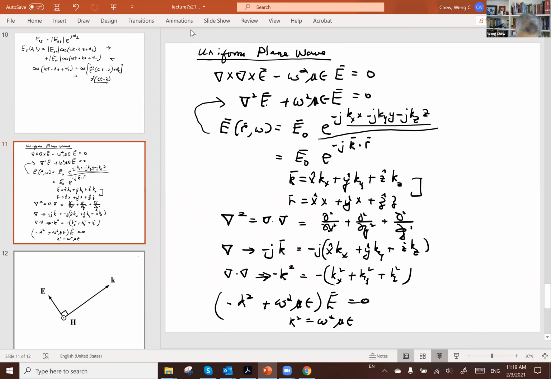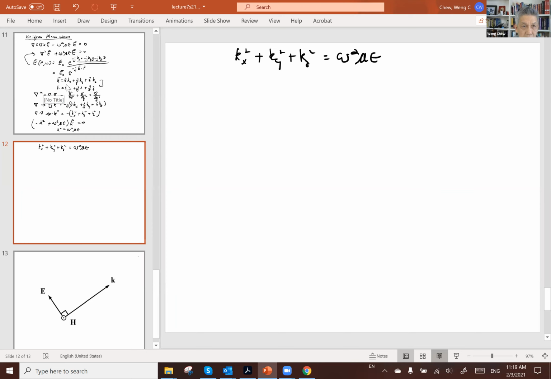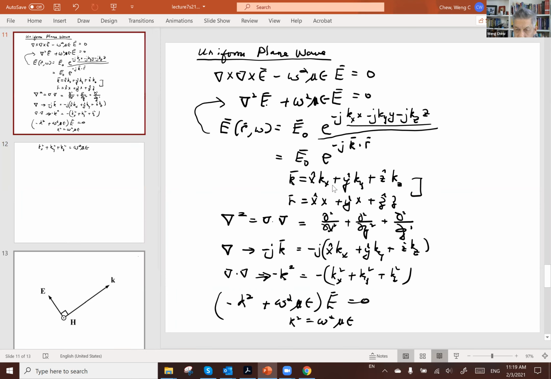This is called the dispersion relationship. If you write this out in full, it says that kx squared plus ky squared plus kz squared must be omega squared mu epsilon. This just says that you have a vector k pointing in different directions, because it can have different components kx, ky, and kz, so it can point in an arbitrary direction, but it is a vector with a constant magnitude. If you take the magnitude of k, it will be the square root of kx squared plus ky squared plus kz squared. So this is the magnitude squared of k.